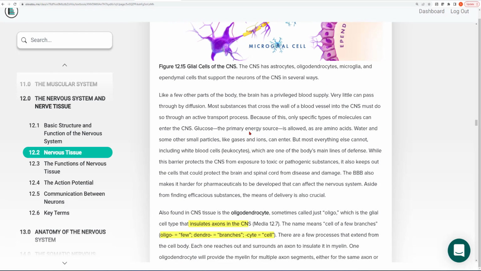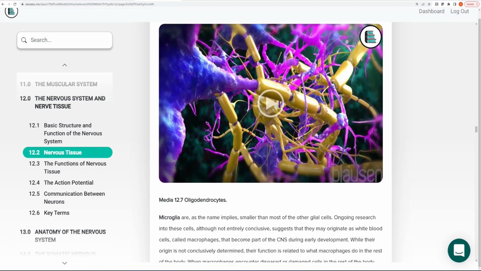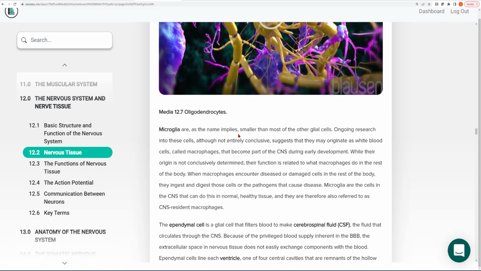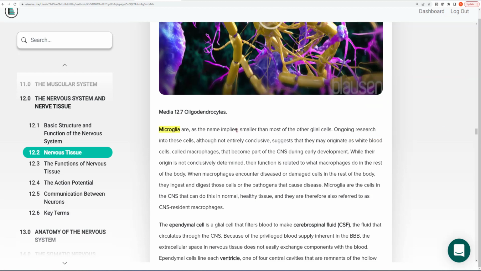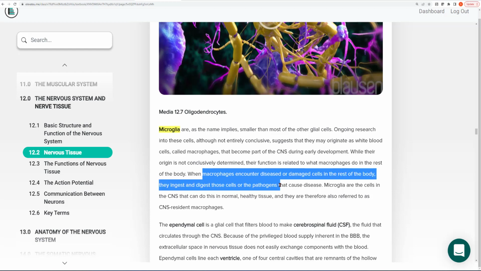The third glial cell, also found only in the CNS, are microglia. As the name suggests, these are very small. These are the smallest of the glial cells. Their job, they are little macrophages. These are cells that run around. They can move around within the brain, and they are there to ingest and break down pathogens, right?